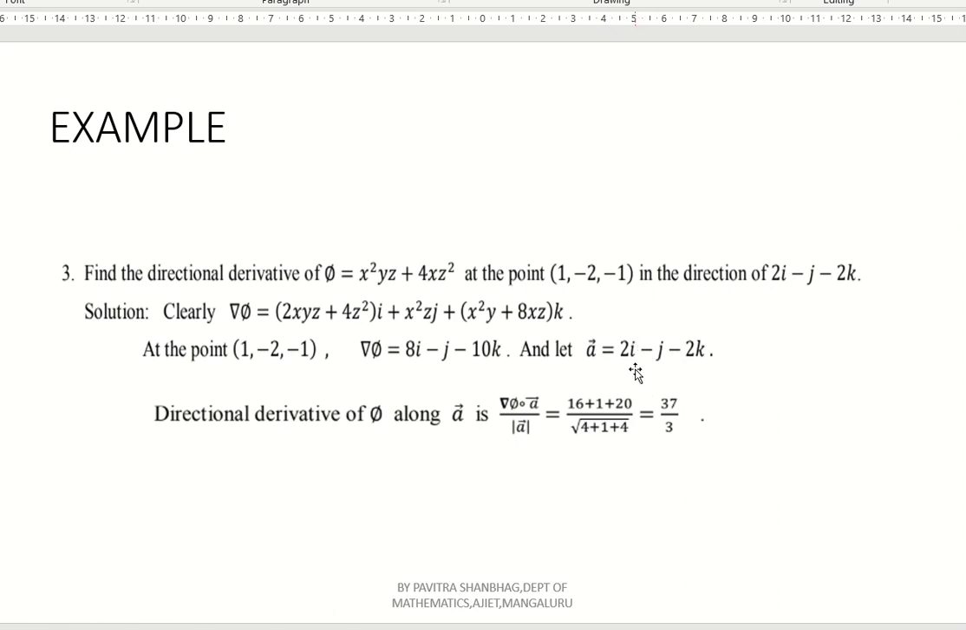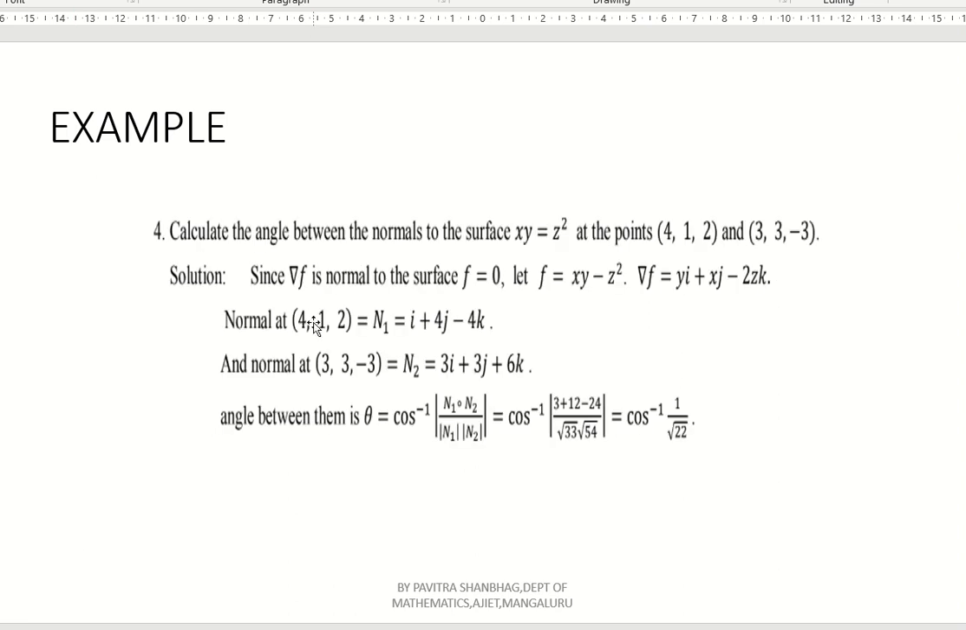What is the magnitude of this? Magnitude is nothing but the square root of the sum of the squares of the coefficients of i, j, k. So what you will get here: root of 2 square plus minus 1 whole square plus minus 2 whole square. So 4 plus 1 plus 4, that is root 9. Root 9 is nothing but 3. So what is the final answer? 37 by 3, right? Now next, let us move to one more variety problem.